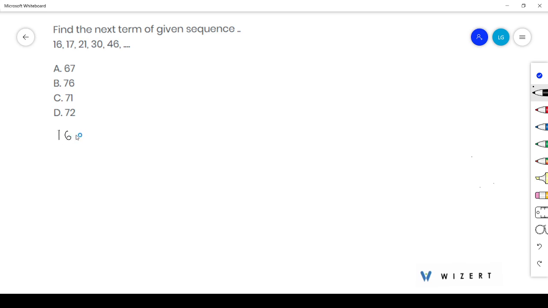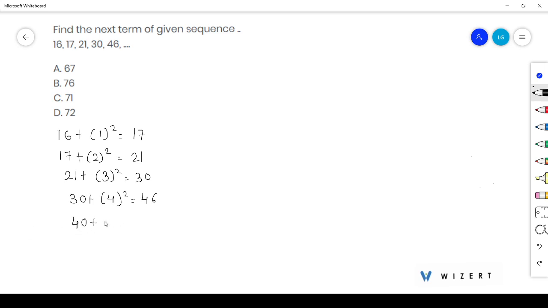Now here, 16 plus 1 square will give 17. Like that, 17 plus 2 square, which means 17 plus 4, is the next term, 21. If we add 3 square to 21, we will get 30. Then to that 30, if we add 4 square, we will get 46.